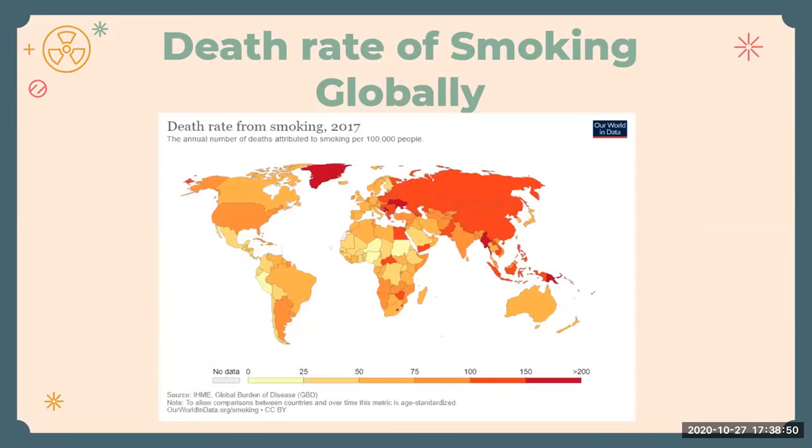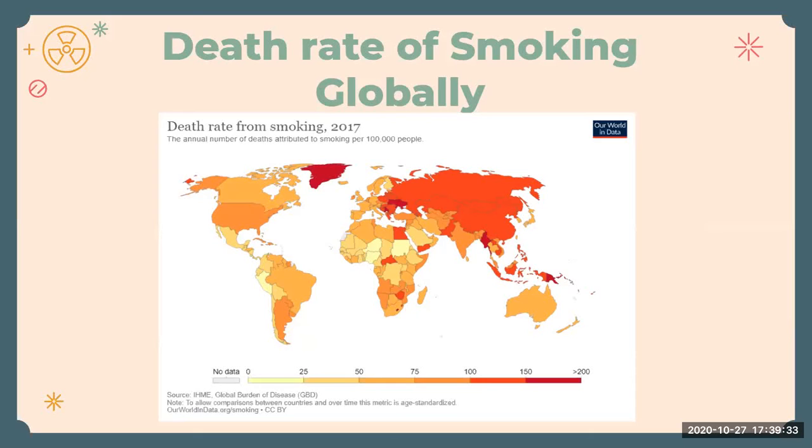The death rate of smoking globally. The death rate from smoking in 2017, the annual number of deaths attributed to smoking per 100,000 people. And you can see in this map that we start with no data at gray. From 0 to 50 is a light yellow, like a peach. From 50 to 100 is a little darker orange. And from 100 to 200 is a darker orange mixed with red.